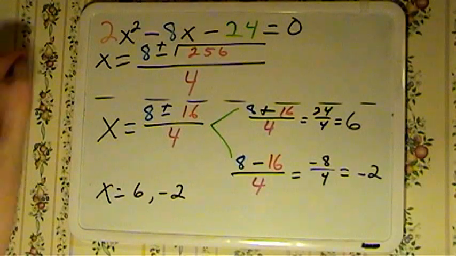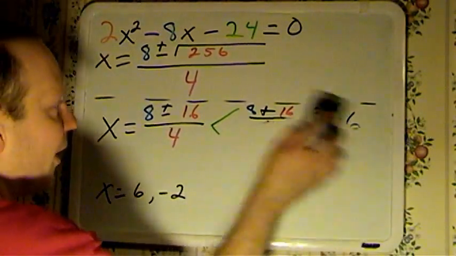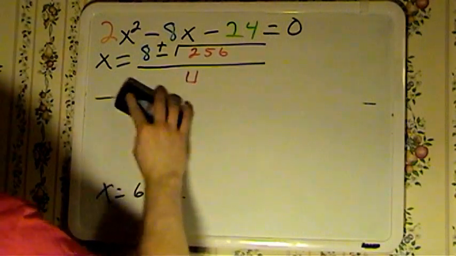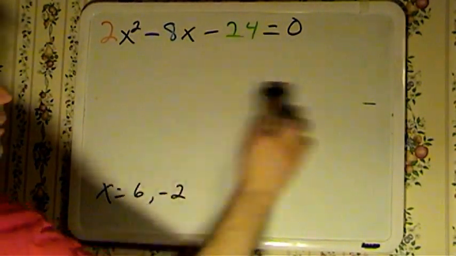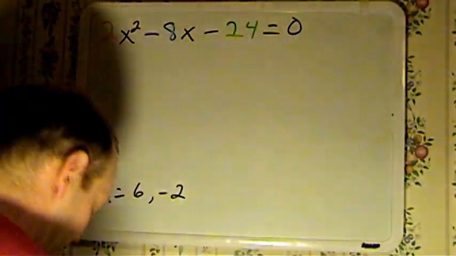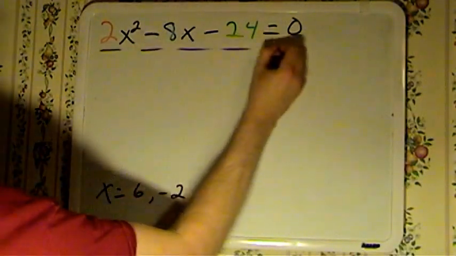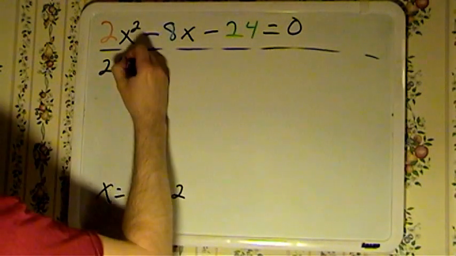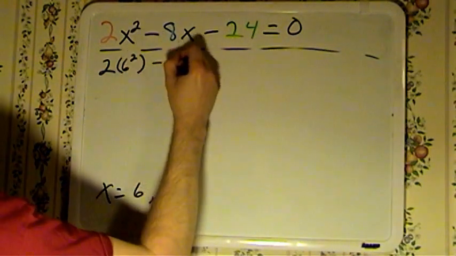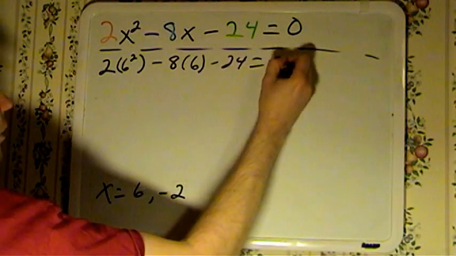So what we do now is we go back to this. That's why I left this up here. I'm going to erase this. Again, rewind the video if you need to see anything. We're going to take our values for x and plug them in where we see x up here. Now, again, I'm just going to write in black because we're just plugging in numbers. So 2, and then we're going to plug in 6. So 2 times 6 squared minus 8 times 6 minus 24 equals 0.